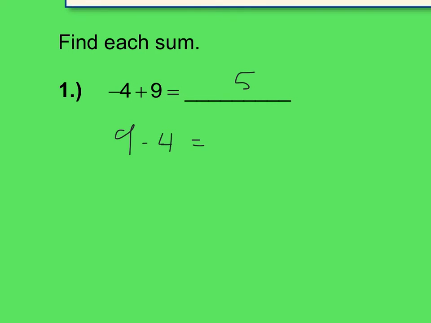But now we have to decide our sign. And so we look at the two numbers. And you have to look which one's bigger. Well, the 9 is bigger than the 4. And that number is positive. So our answer is positive 5. So to summarize, when our signs are different, you subtract. That's your answer. And you take the sign of the larger number, which is 9.